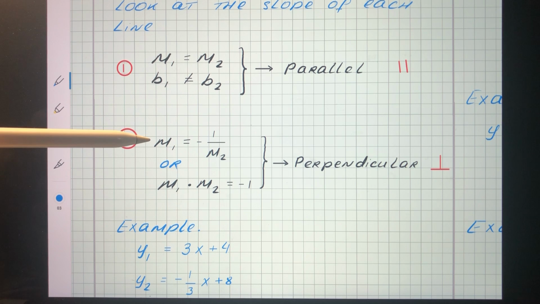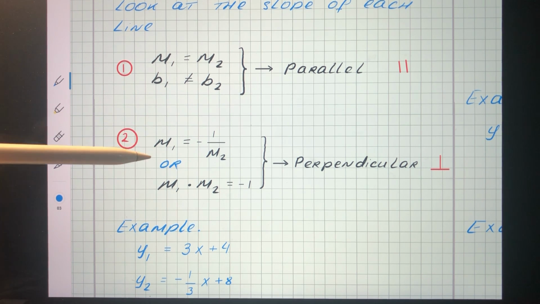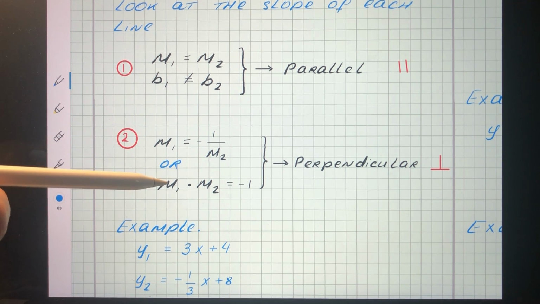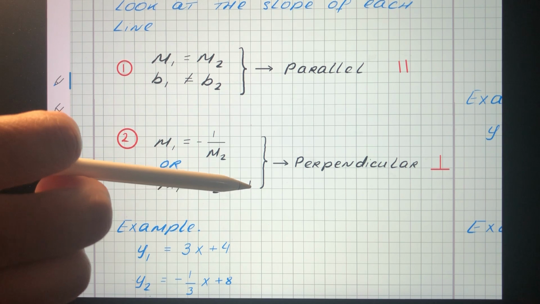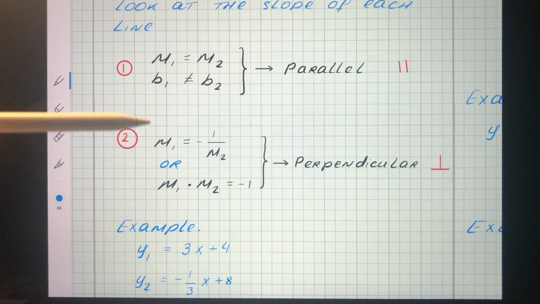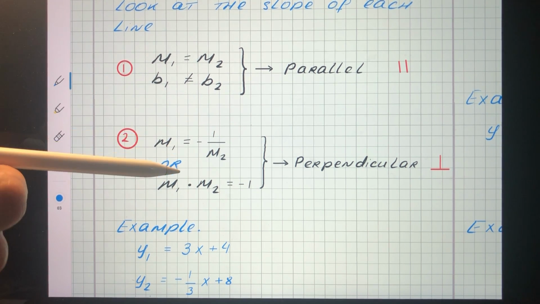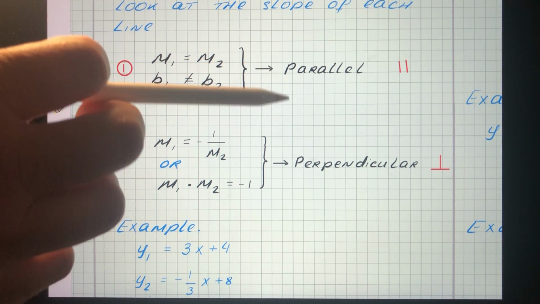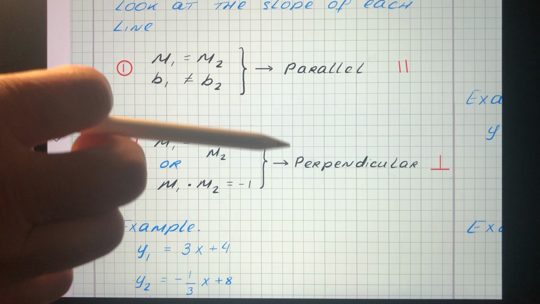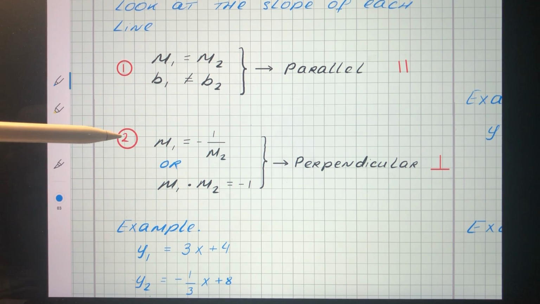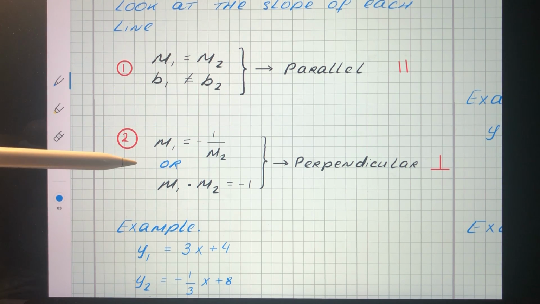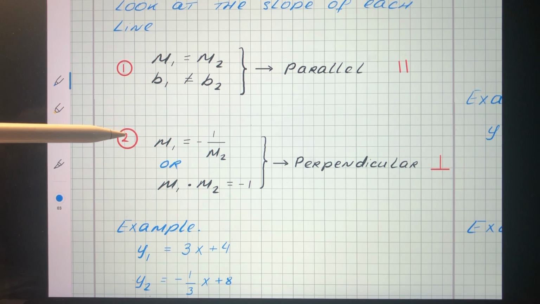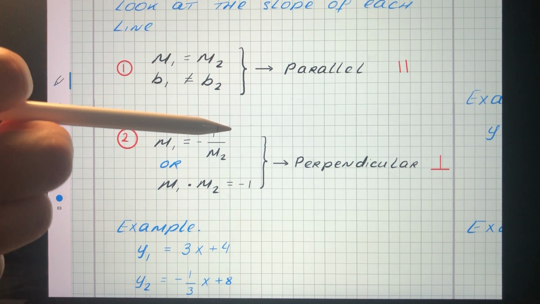Another way to test for perpendicularity is to multiply the two slopes. If the two slopes multiply to -1, then the two lines are perpendicular. If neither one of these two situations happens, then the lines are neither parallel nor perpendicular. So let's look at 4 examples really quick and see if the examples represent parallel or perpendicular lines or neither.